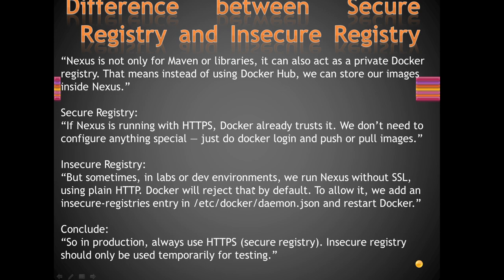Insecure registry: sometimes in labs or dev environments, we run Nexus without SSL using plain HTTP. Docker will reject that by default. To allow it, we add an insecure registry entry in /etc/docker/daemon.json and restart Docker. To conclude, in production, always use an HTTPS secure registry. An insecure registry should only be used temporarily for testing.